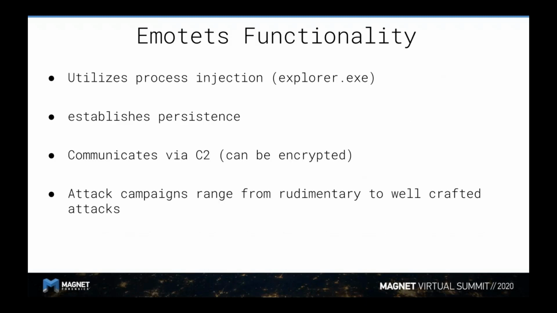It also, so some of its functionality, unlike most malware out there, it likes to use process injection, and it picks on explorer.exe. I think it's the last walkthrough that we do, we'll see an example of that. It likes to establish persistence, and there's got to be some sort of communication via C2, so we'll look at how to analyze some of that today as well, and that communication can or cannot be encrypted.